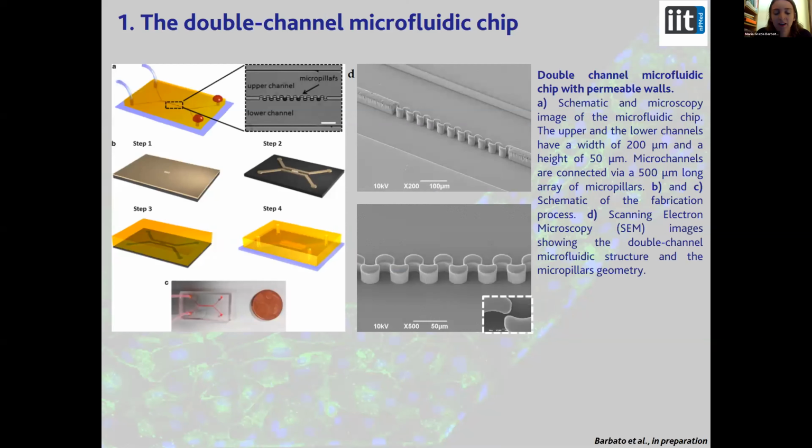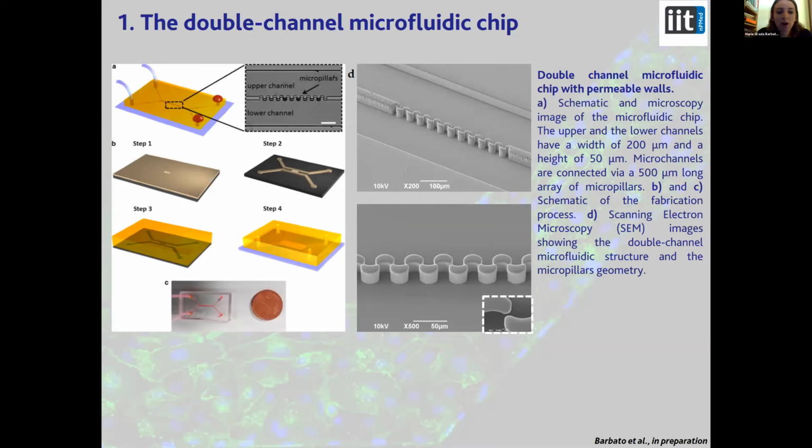The double channel microfluidic chip, as you can see, is composed of two channels that are connected in the middle part by an array of micropillars. The length of the micropillars is around 500 micron, and the gap between the micropillars is around 3 micron, to guarantee the exchange of fluid and also small nanoparticles.